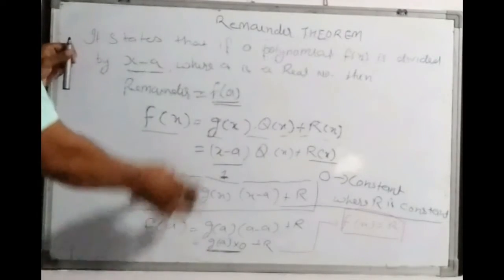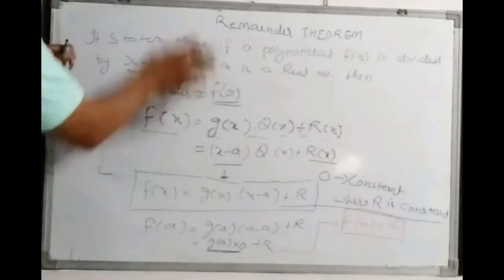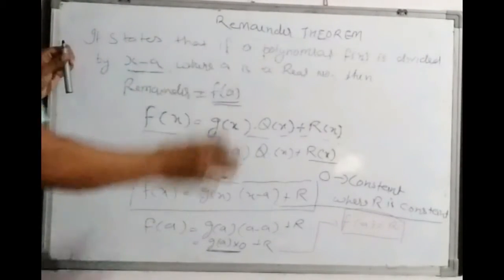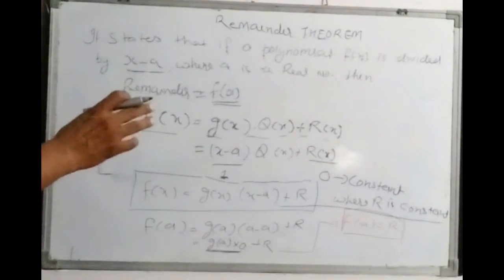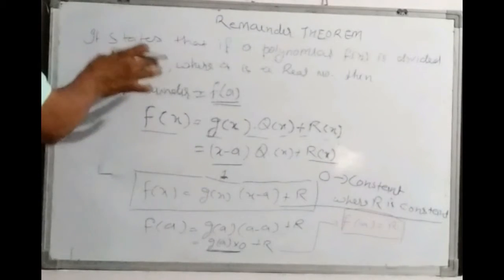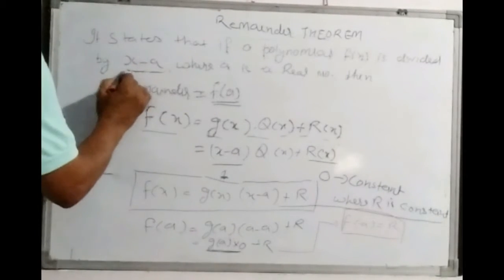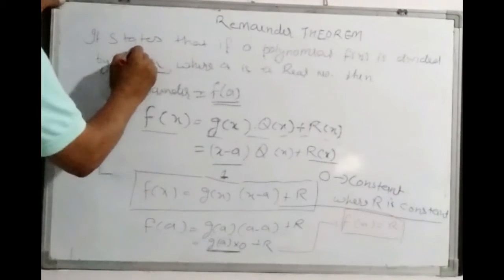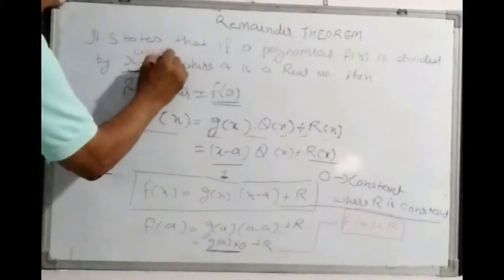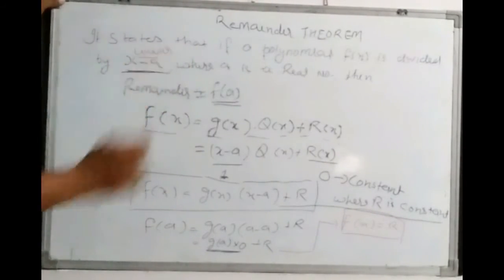So hence proved. By this process we can prove the remainder theorem. But here we should always keep in mind that this divisor, x minus a, is linear. क्या है ये? Linear. Means इसकी डिग्री हमेशा 1 रहेगी.